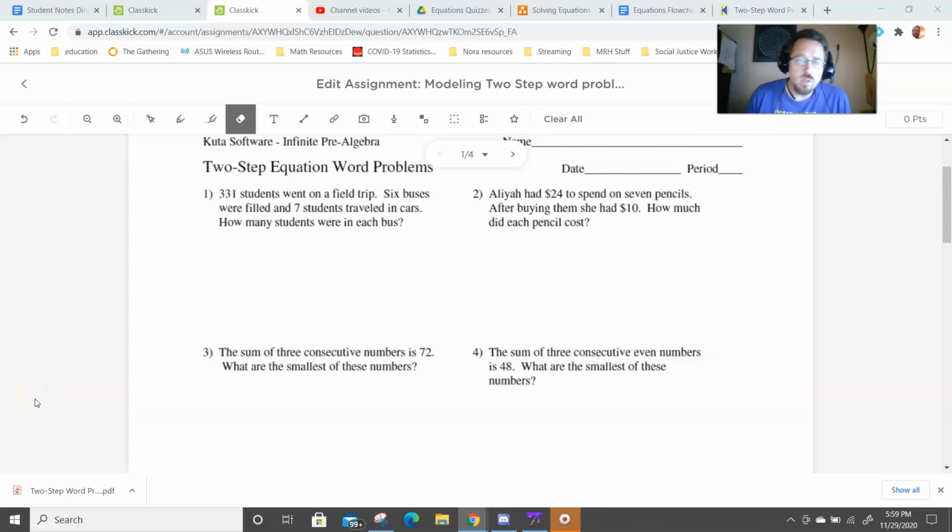All right, so two-step equations with word problems. Again, I'm wanting you guys to model these equations, so come up with an algebraic expression or algebraic equation for these, and then solve that equation. So more than just the answer. The answer key for this will be on slides 3 and 4. All right, so let's go ahead and get started.